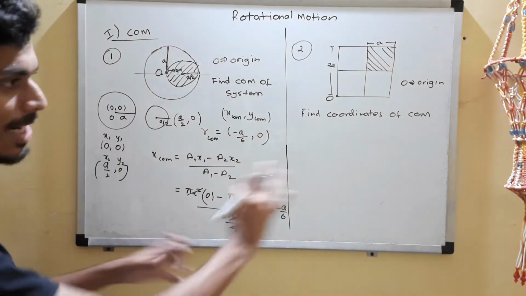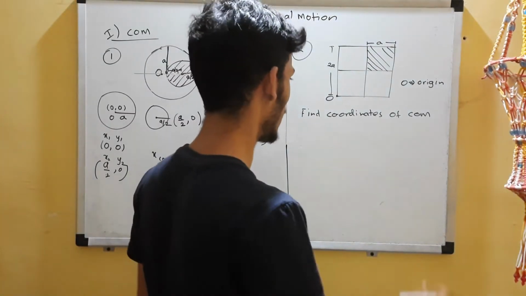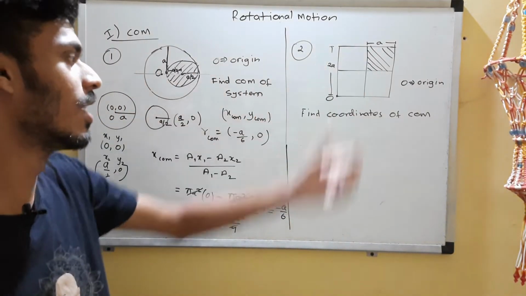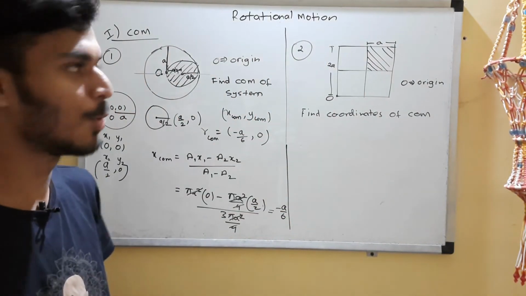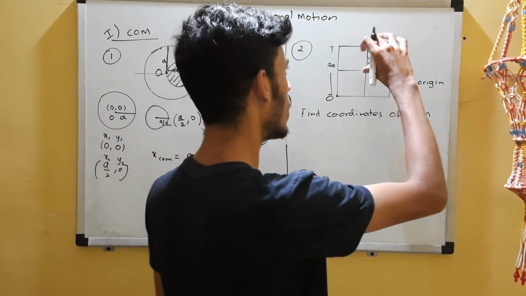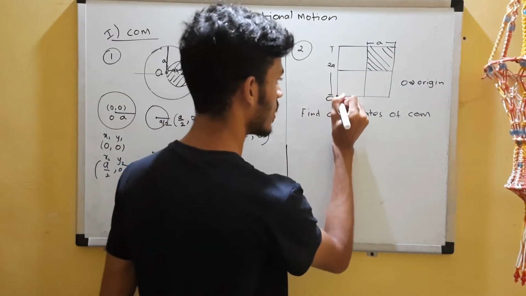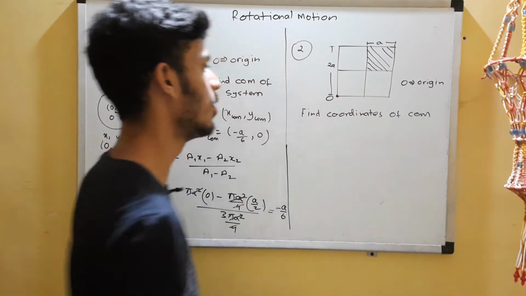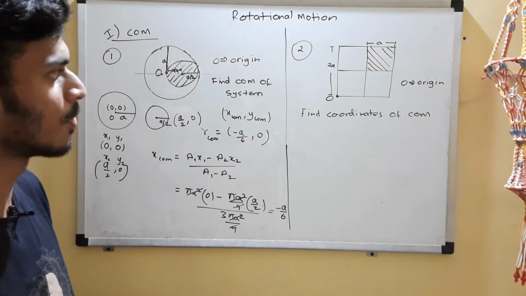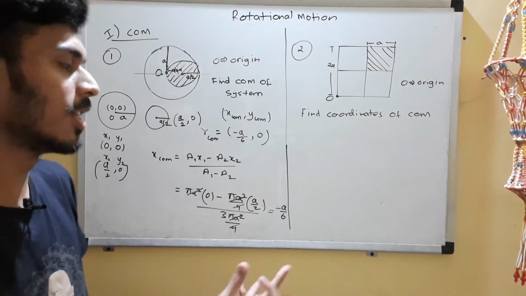Okay, so if you didn't understand it, let's do it once more. Here also we have a square of side 2a. From this we are going to remove a smaller square of side a. Now this point O is considered as the origin. You are supposed to tell the coordinates of the center of mass.